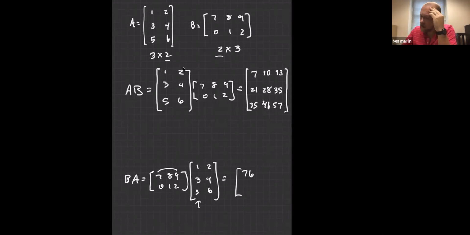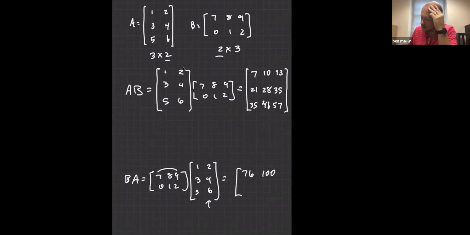Okay. And then we move on to the second column there. And so we have to dot 2, 4, 6 with 7, 8, 9. You get 2 times 7 is 14 plus 4 times 8 is 32 plus 9 times 6 is 54. And so you end up with what? 86 plus 14, so 100. Right?